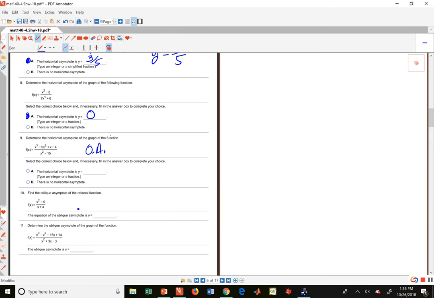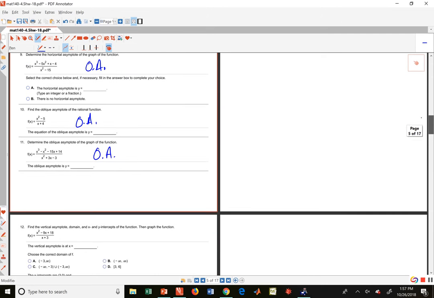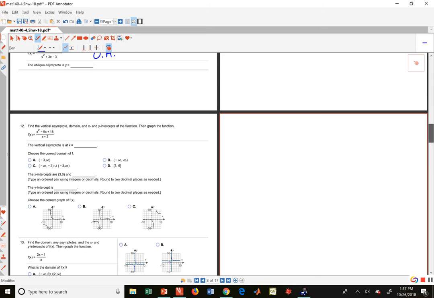This is 1 greater, so it's an oblique asymptote. This is a horizontal asymptote, y equals 0. Oblique asymptote, oblique asymptote, oblique asymptote. So several oblique asymptotes right in a row. All right, let's jump to another one. Here's another oblique asymptote. I was wanting to get you some practice.